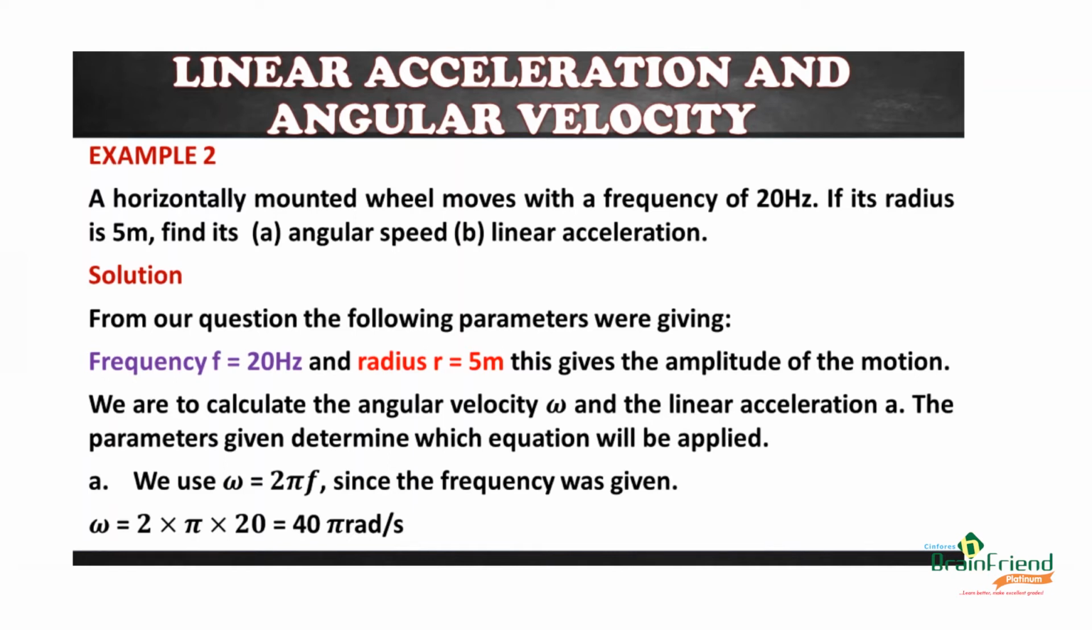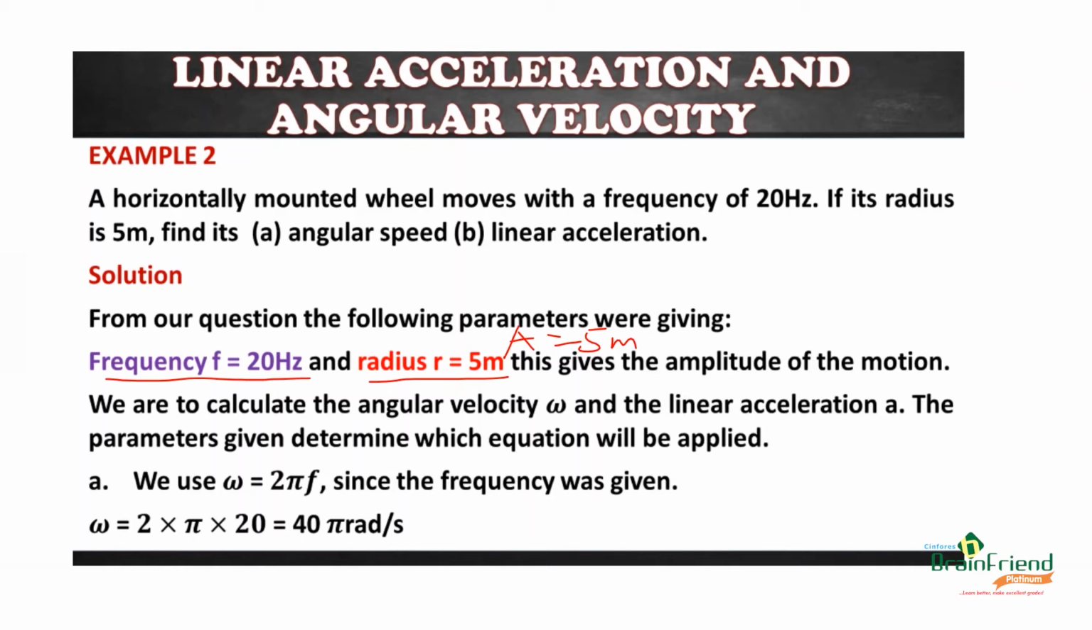A horizontally mounted wheel moves with a frequency of 20 Hz. If its radius is 5 meters, find its A, angular speed, B, linear acceleration. From our question, frequency f is equal to 20 Hz, and the radius of the motion is 5 meters. Remember that radius gives us the amplitude of the motion, so our amplitude A is also equal to 5 meters. We have to calculate the angular speed and linear acceleration.